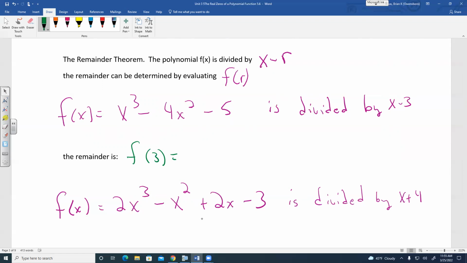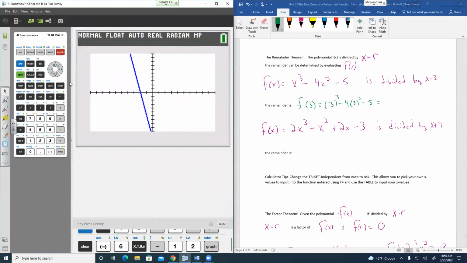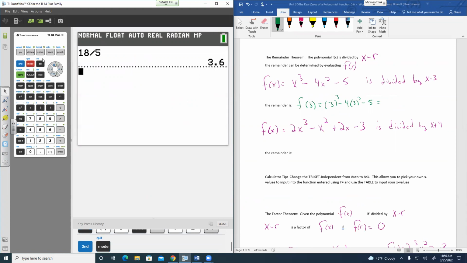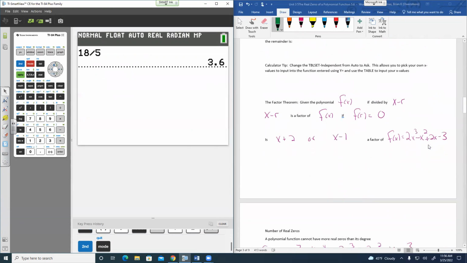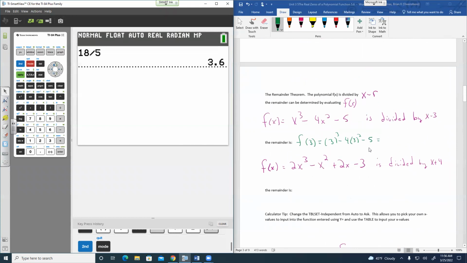So if I put a 3 in, I'm going to get this 3 cubed minus this 4 times 3 squared minus this 5. So we could put that in the calculator, or we could do it by hand. I'm going to let the calculator do this one just to show you what that looks like in a calculator. Some of you are still not sure where all those things are on the calculator. So again, to quit, I hit second mode to quit. So again, where did my problem go? Went the other way, didn't it? There it is, right there.